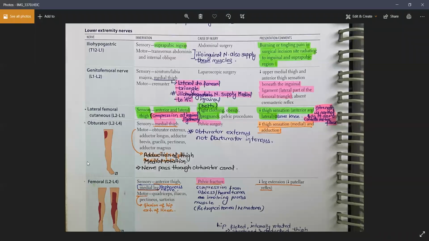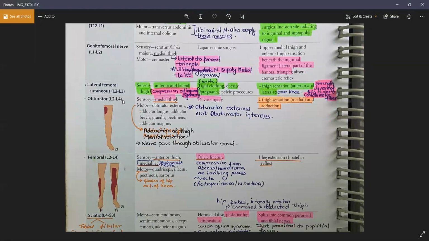Then you have the obturator nerve, which supplies sensory innervation to the medial thigh, as well as motor innervation to the obturator externus and all the adductor muscles: the adductor longus, adductor brevis, adductor magnus. So you can say that this nerve is mainly involved in the adduction of the thigh. Whenever you stimulate this nerve, you will have adduction of the thigh, right? Because it is supplying the adductor muscles as well as the obturator externus. And do note that it is the obturator externus, not the obturator internus. This is also very important to note.